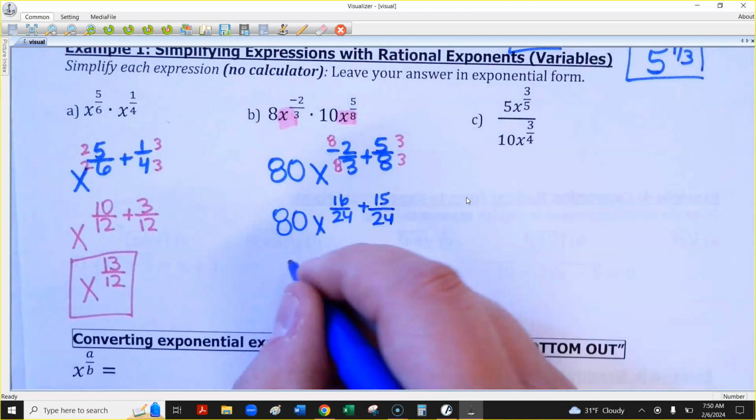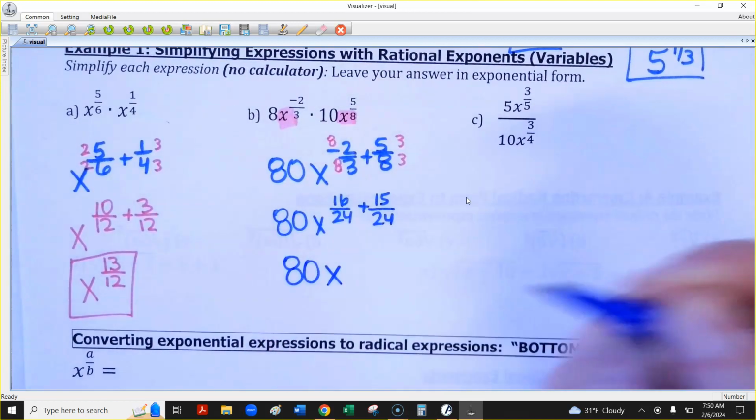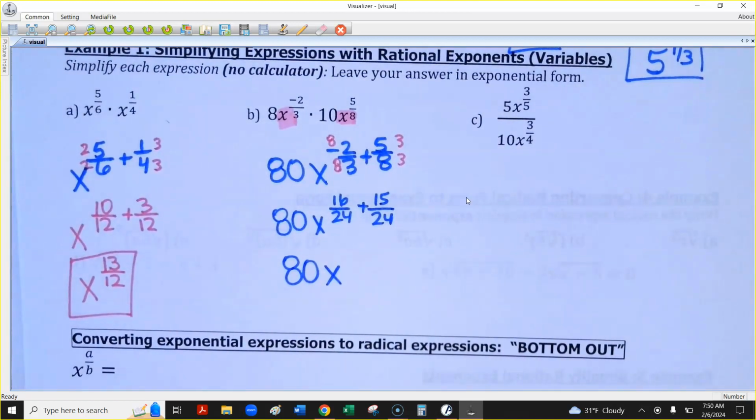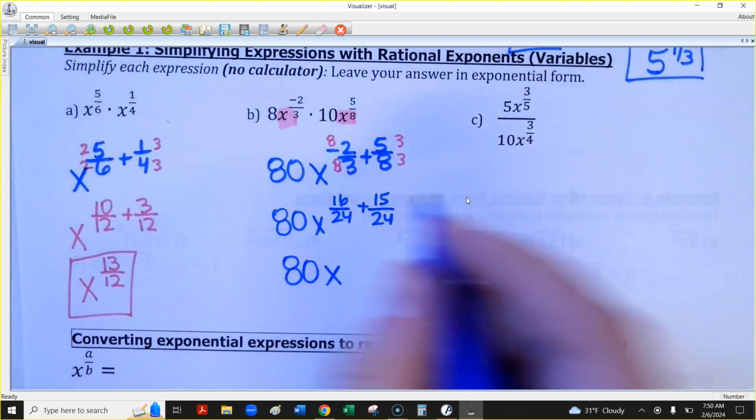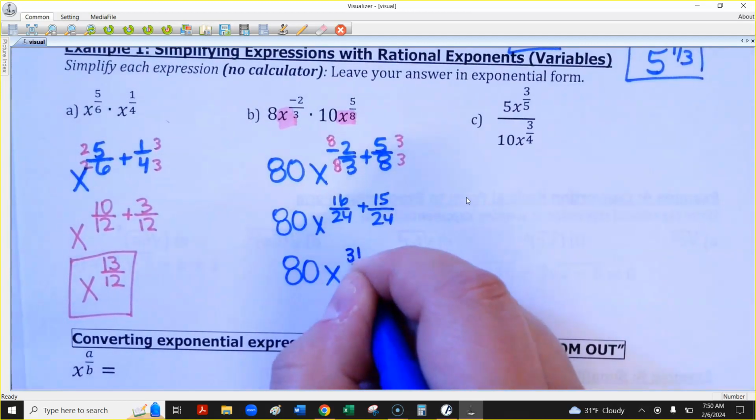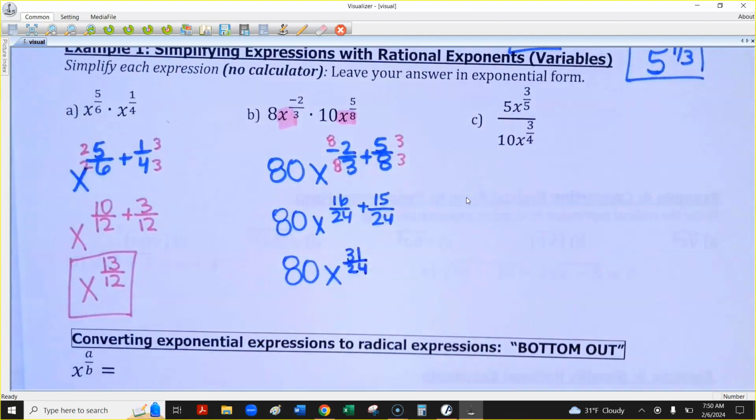So keep the 80, keep the x, and then once you've got the common denominator, just straight across the top, 16 and 15 will give you 31. And then if you would get something you could reduce, you're allowed to do that, but 31 and 24 don't have anything in common.